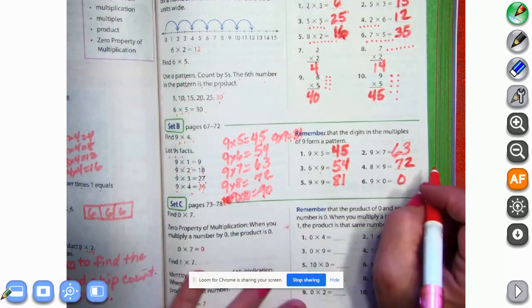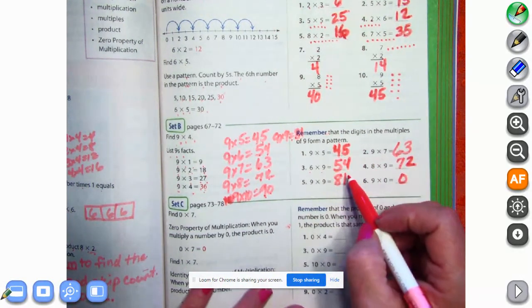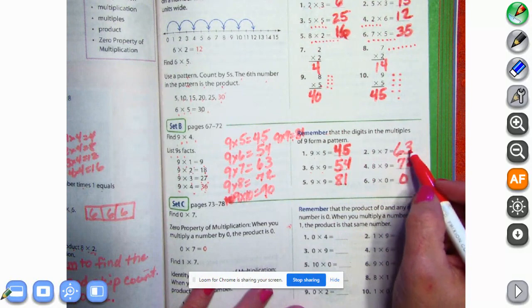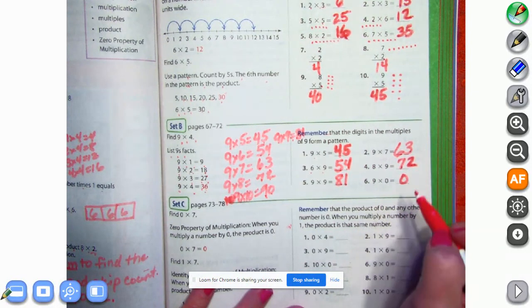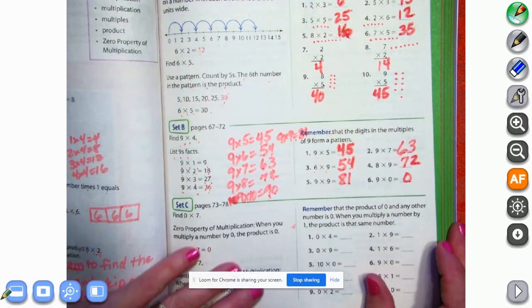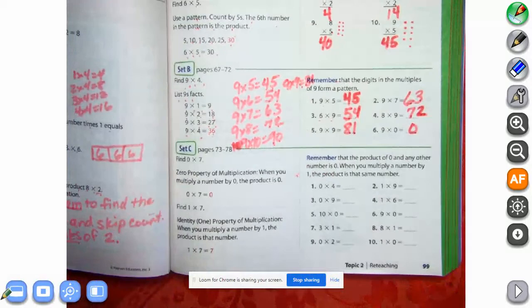Now we can go back and check and see if our answers equal 9. 4 plus 5 is 9. 5 plus 4 is 9. 8 plus 1 is 9. 6 plus 3 is 9. 7 plus 2 is 9. And then 0. All right. Pause this if you need to. Otherwise, we're going to move right on to set C.